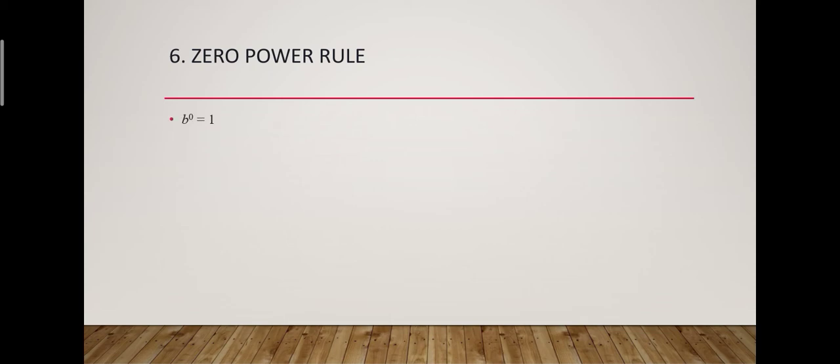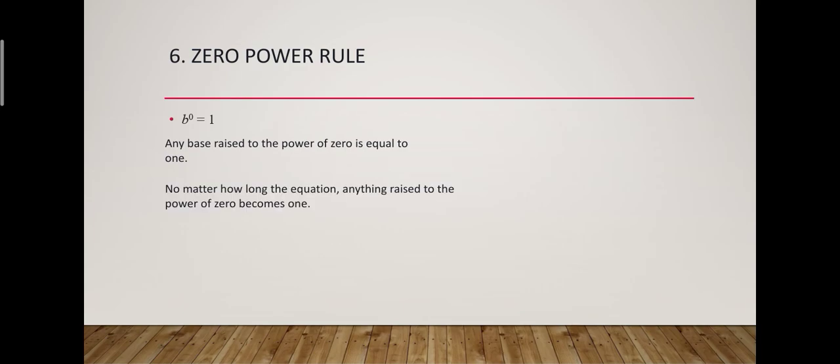Zero power rule is in the form of b to the power of 0 equals 1. Any base raised to the power of 0 is equal to 1. No matter how long the equation, anything raised to the power of 0 becomes 1. Like for this example, it is to the power of 0 and it is equal to 1.